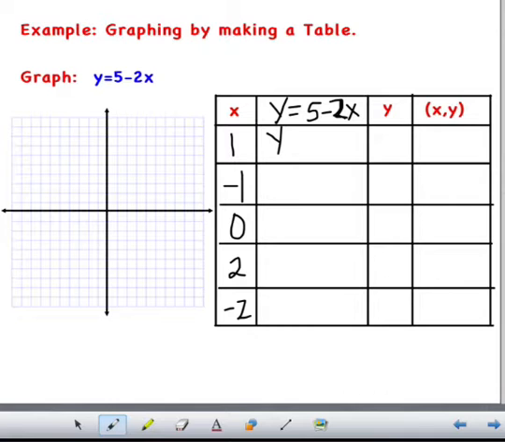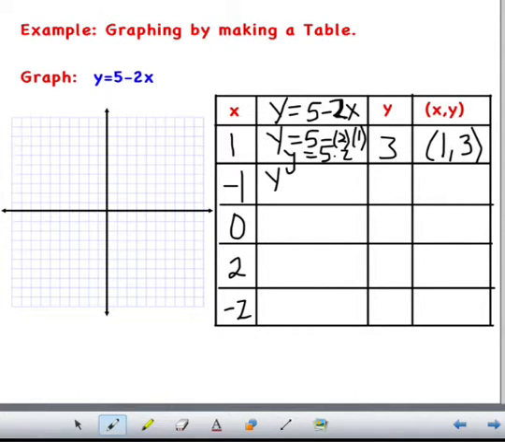Y is equal to 5 minus 2 times 1. So that's just really y is equal to 5 minus 2. So y is equal to 3. So my ordered pair is (1, 3), because my x was 1 and my y is 3.